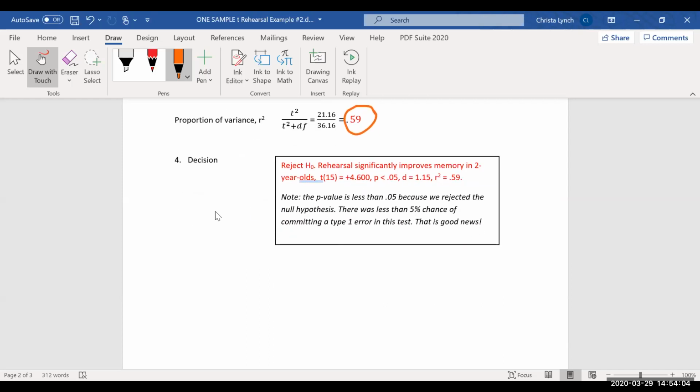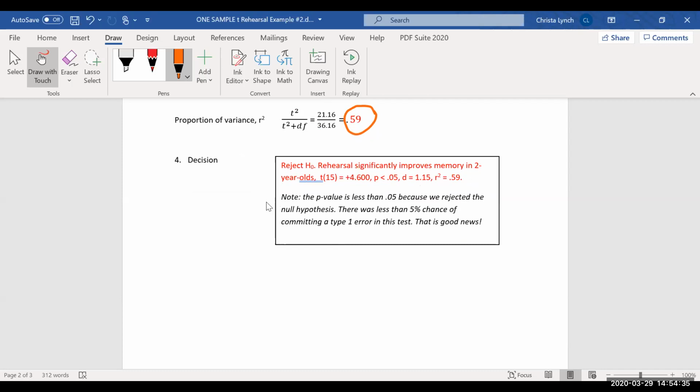Okay, so step 4, we make our decision. We reject the null hypothesis. We say that rehearsal significantly improves memory in 2-year-olds. We have our t-statistic with our degrees of freedom in parentheses. Our t-statistic is positive 4.600. Our p-value is less than 0.05. Our Cohen's d is 1.15, and our R squared is 0.59.